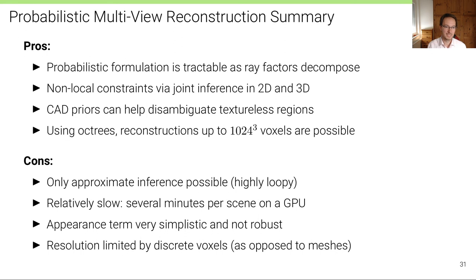So that's quite exciting. However, using this highly loopy, higher order MRF, only approximate inference is possible. And it's also relatively slow. It takes several minutes per scene on a GPU. And the appearance term is very simplistic and not robust. It doesn't take into account non-Lambertian appearance and noise and outliers. And also the resolution is quite limited by the discrete voxel representation that we're using here. And in the later course of this lecture, we're going to see some other neural network-based implicit representations that address this problem and are not restricted by the voxel discretization.